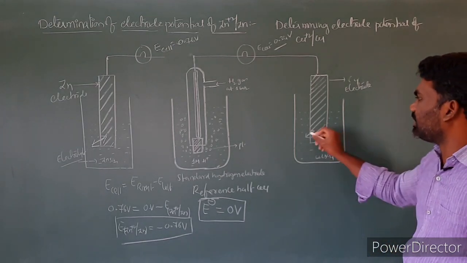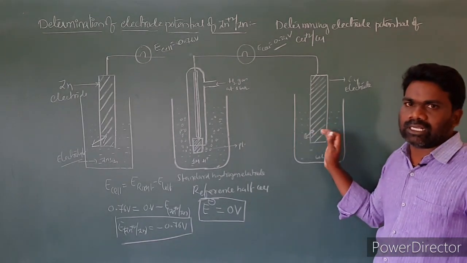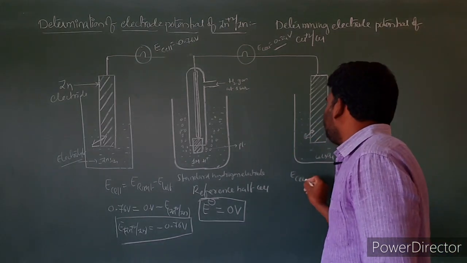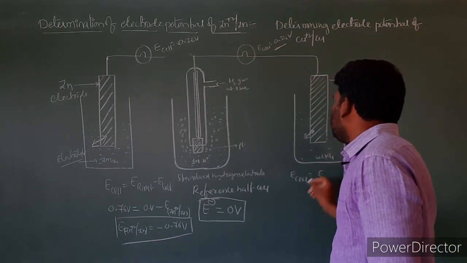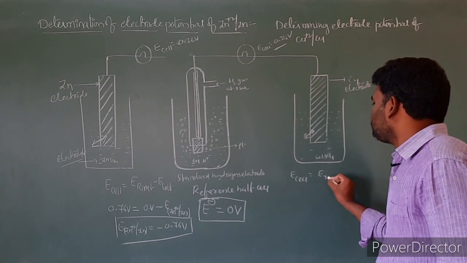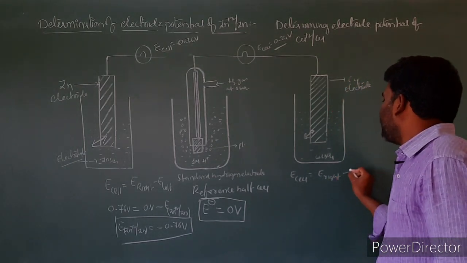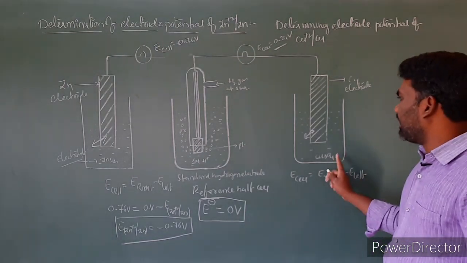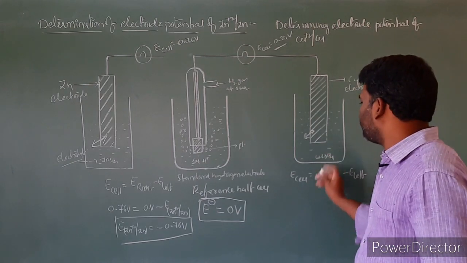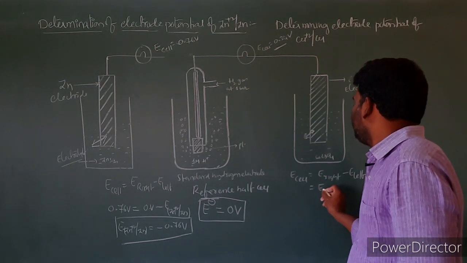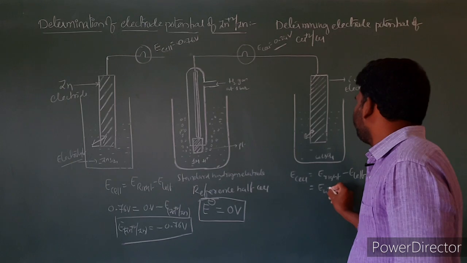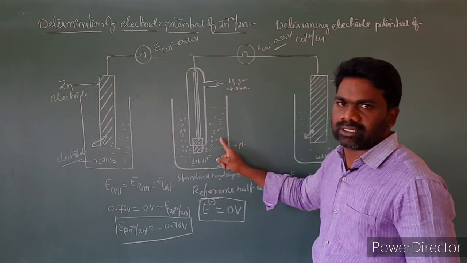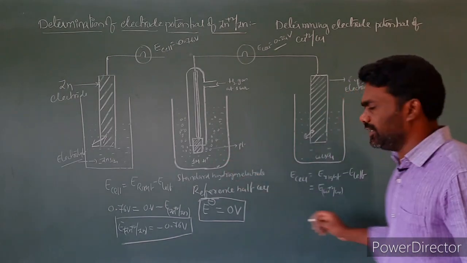Then I want to find the potential difference developed between the copper electrode and its electrolyte. What is the formula? E cell is equal to E right minus E left. The right side is copper, so E Cu plus 2 by Cu. The left side is hydrogen.